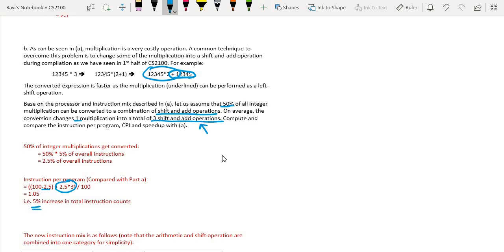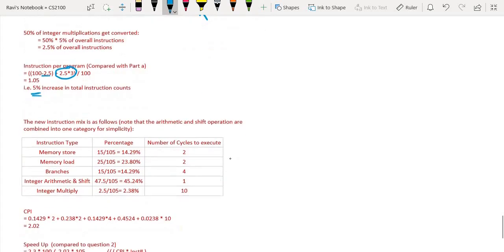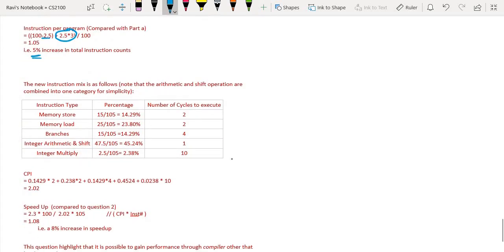If my overall code size has increased by 5%, then I need to recalculate all the percentages of the different types of instructions. This is the important step that most students will miss out. Once I do that, I can calculate the new CPI. Again, it's the same thing: this multiplied by this, and this multiplied by this, and so on. After that, you add up everything. So that is your new CPI.